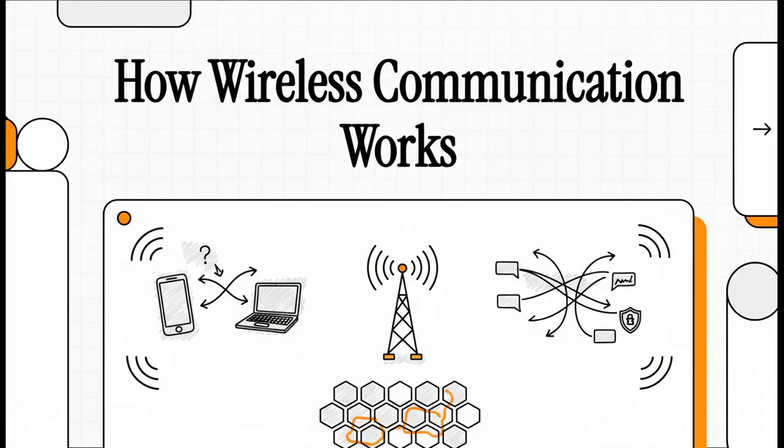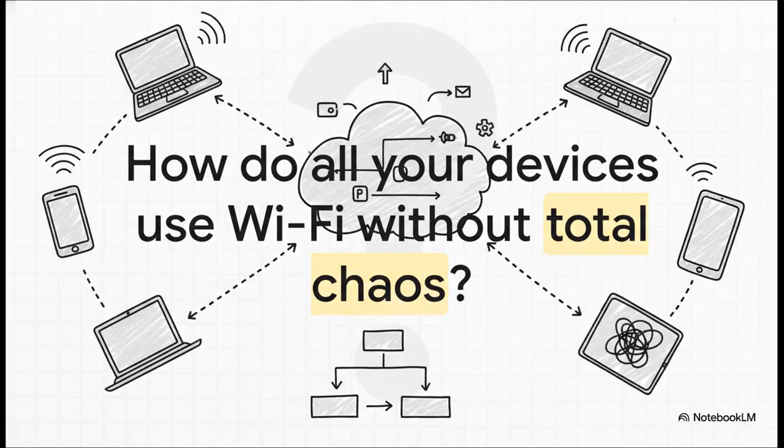Have you ever just stopped and wondered how all your devices, your phone, your laptop, your smart speaker, all manage to talk to each other through thin air? Well, today we're pulling back the curtain on the magic of wireless communication. We're going to explore how simple data becomes an invisible signal and, crucially, how our incredibly crowded networks avoid collapsing into total chaos.